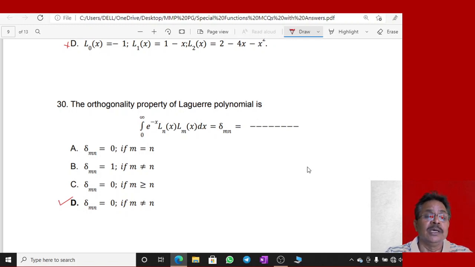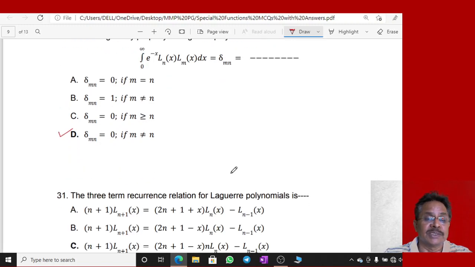So that is again a question that is memory based. So you have to go for writing these particular orthogonality conditions for Legendre, for Hermite, as well as for Laguerre. Then we can find out this type of thing which we have discussed just now.